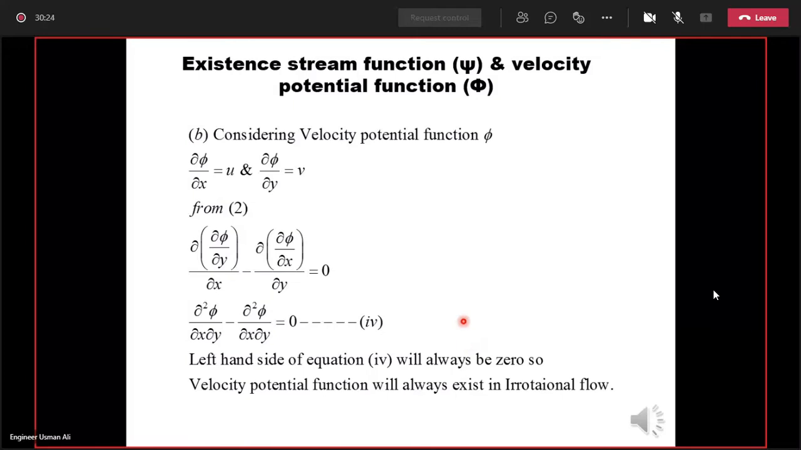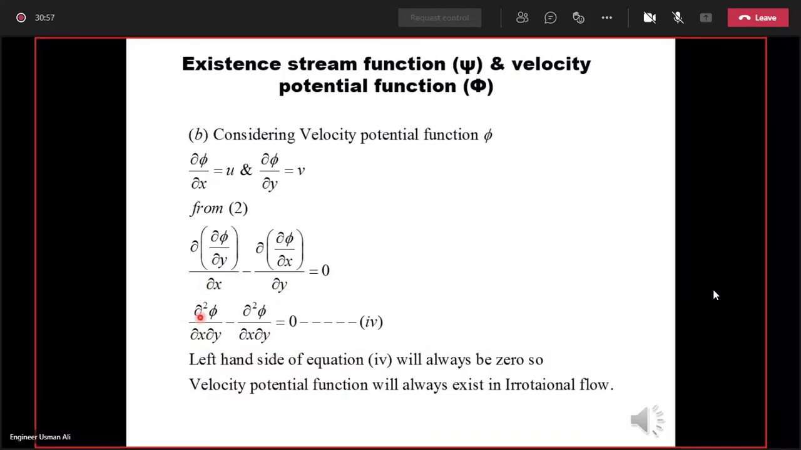Then we have to check it for the velocity potential function. Again, we know partial phi over partial x is equal to u, and partial phi over partial y is equal to v. Now from this equation, putting the values of u and v, we can put partial phi over partial y in terms of v, and partial phi over partial x in terms of u in the irrotationality equation, and partial square phi over partial x partial y is equal to 0.